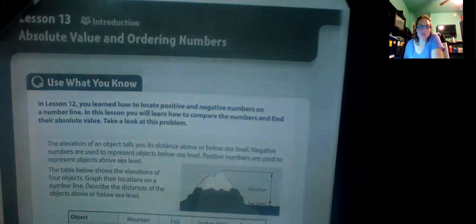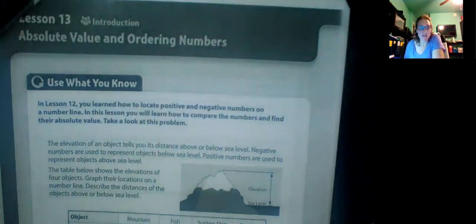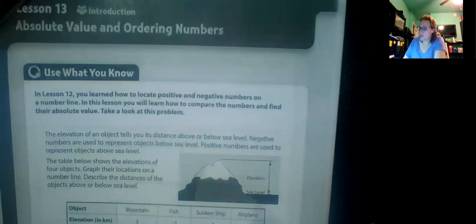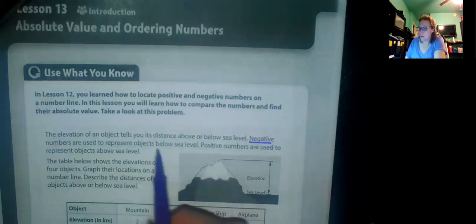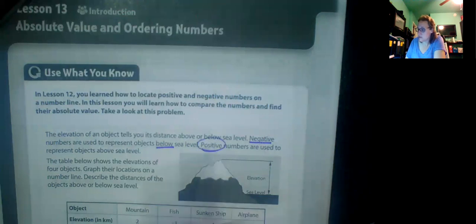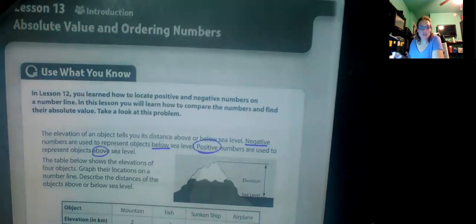So in lesson 12, you learned how to locate positive and negative numbers on a number line. In this lesson, you will learn how to compare the numbers and find their absolute value. Take a look at this problem. The elevation of an object tells you its distance above or below sea level. Negative numbers are used to represent objects below sea level. Positive numbers are used to represent objects above sea level. Okay, so right there, there's a clue. Negative tells you below, positive tells you above.